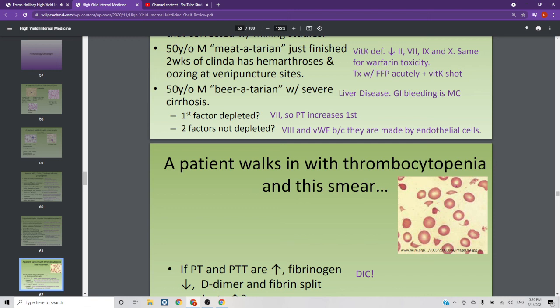And the 2 factors not depleted in liver failure, because they're made in the epithelial cells or endothelial cells: 8 and von Willebrand's. So they're not made by the liver, so liver disease doesn't affect them.